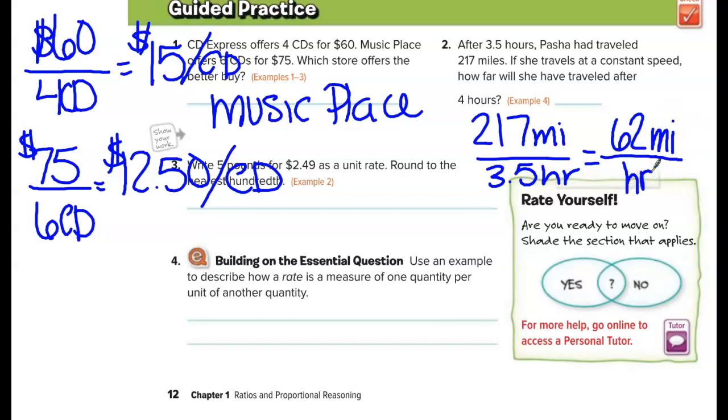How long are they traveling for, Gracie? So what are you going to do with that? Multiply by 4. So then how far do they travel? 248. And it would just be miles because it's asking how far. Thumbs up if you got that.